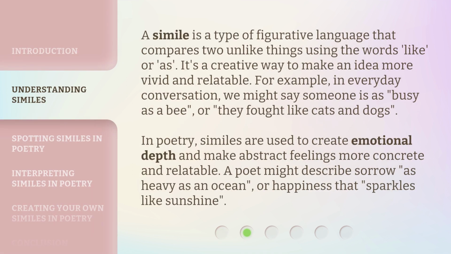A simile is a type of figurative language that compares two unlike things using the words like or as. It's a creative way to make an idea more vivid and relatable. For example, in everyday conversation, we might say someone is as busy as a bee, or they fought like cats and dogs. In poetry, similes are used to create emotional depth and make abstract feelings more concrete and relatable. A poet might describe sorrow as heavy as an ocean, or happiness that sparkles like sunshine.